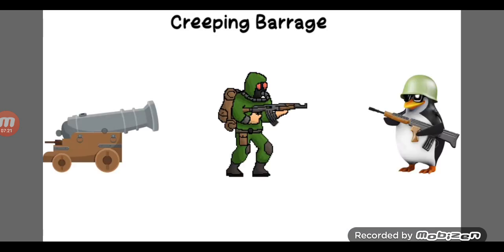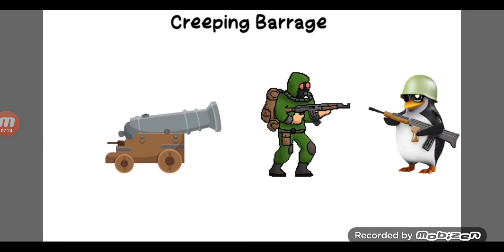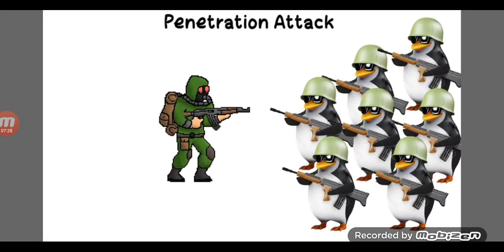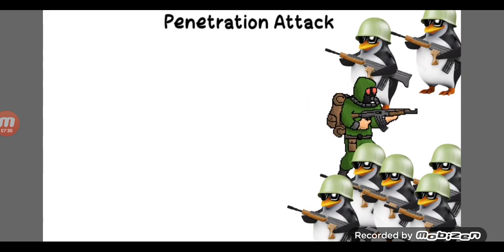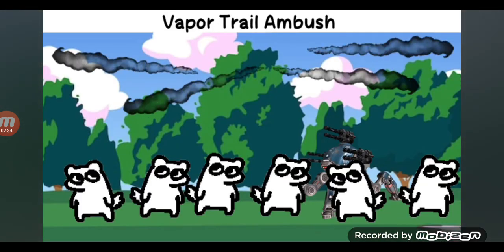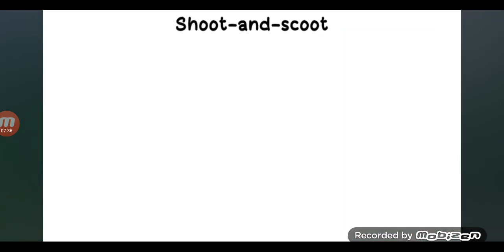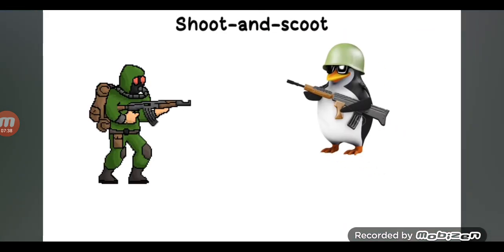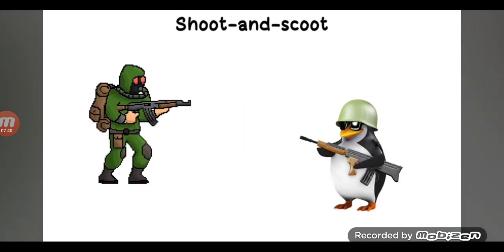Creeping barrage, a methodical advance of artillery fire to protect advancing troops. Penetration attack, concentrating force on a narrow front to break through enemy lines. Vapor trail ambush, deceiving the enemy with aircraft vapor trails for surprise attacks. Shoot and scoot is a tactic where units fire and quickly move to avoid enemy counter-fire.